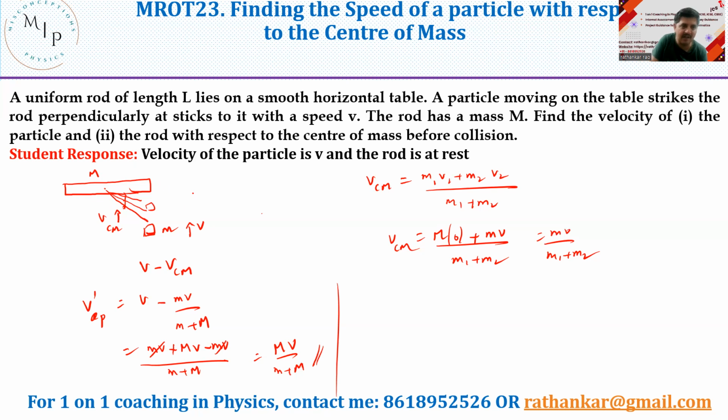Which means the velocity of this rod is in this direction if I consider the center of mass to be at rest. In other words, it should be equal to minus VCM. Thus, what is the answer here? V rod dash is equal to minus VCM, which is equal to minus MV divided by M plus M. So nice, right?